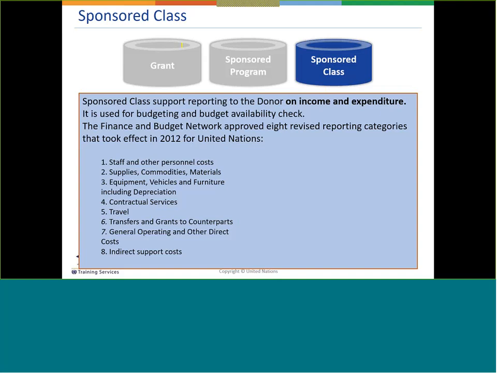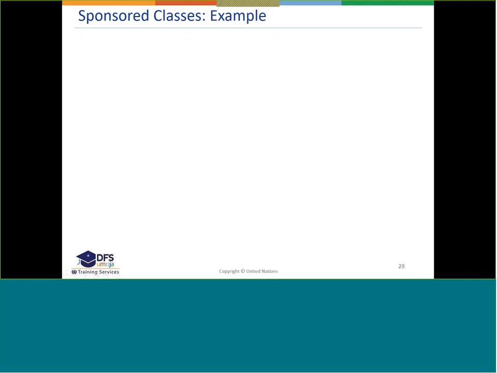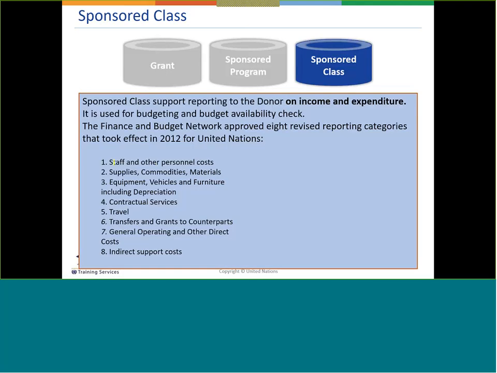In this case, instead of calling them commitment item classes, they are calling them sponsor classes. And this is what I meant before. They will specify if they are contributing for staff costs or other types of costs. So they will define if it's for staff, supplies and commodities, equipment, contractual services, etc.